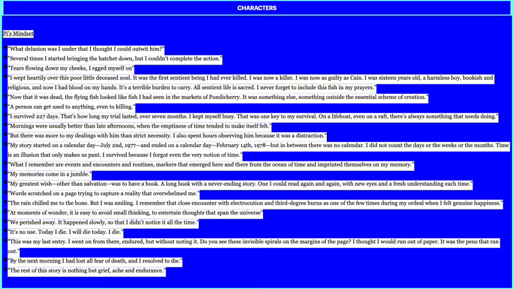Do you see these invisible spirals on the margins of the page? I thought I would run out of paper. It was the pens that ran out. Such a powerful statement. He's written down, and he kept thinking he's going to run out of space, he's going to run out of pages, so he's been writing in the margins, but something unexpected happens.